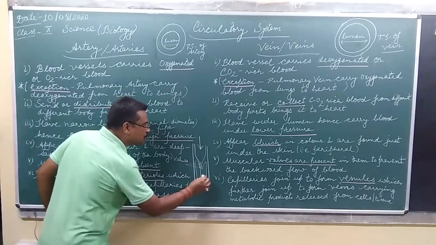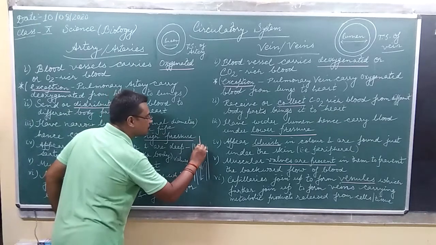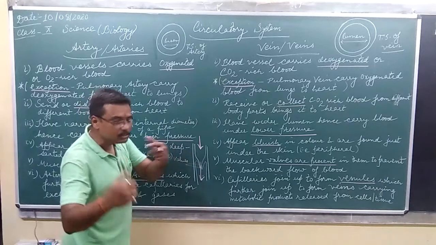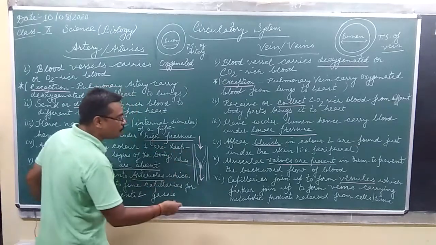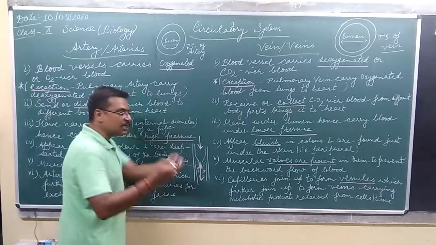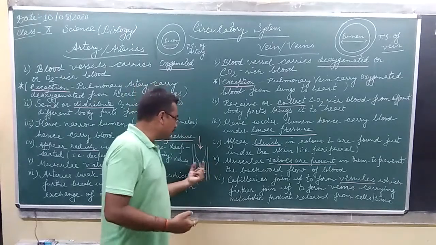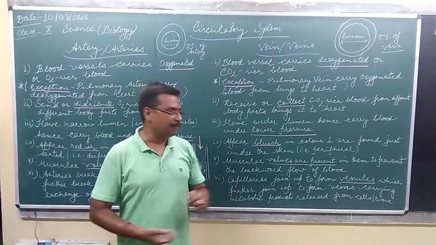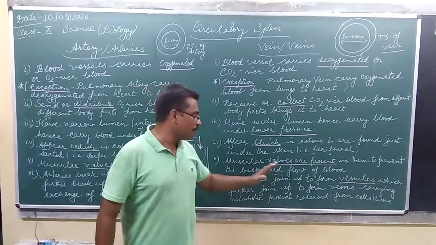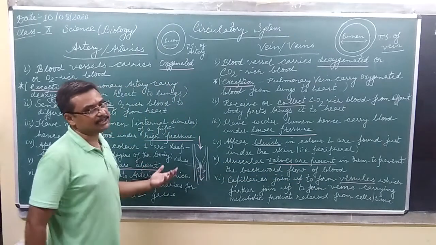But when the blood tries to go back, I'll use this color for the blood. When the blood flows, these two gates, the valves, open. But when the blood tries to go back, these two gates get closed. These gates we call muscular valves. So muscular valves are there to prevent the backflow. Veins have muscular valves, but arteries don't have them.